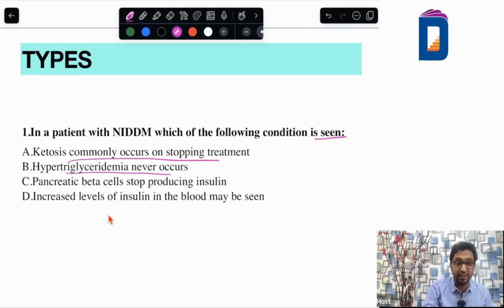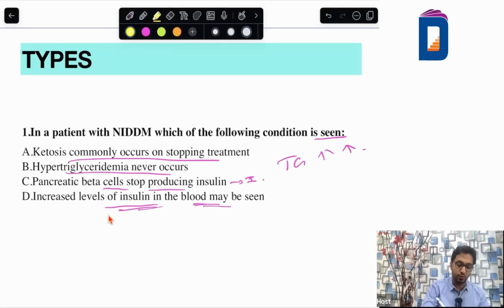Hypertriglyceridemia never occurs? In fact, it occurs. Hypertriglyceridemia is one of the associated factors with type 2 diabetes mellitus, and this leads to cardiovascular problems. Triglycerides increase in type 2 diabetes. Pancreatic beta cells stop producing insulin. That is what you call type 1, not type 2. Increased levels of insulin in the blood may be seen, which is the answer.